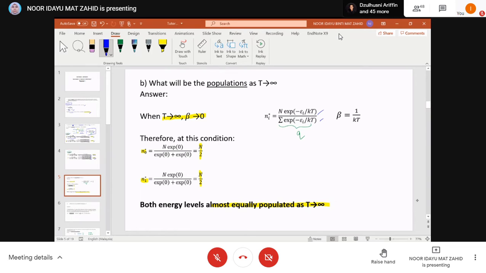1 multiplied by n, divided by exponential 0 plus exponential 0. So n divided by 1 plus 1, which is n over 2. The same goes for the higher energy population, also n over 2. That's why both energy levels are almost equally populated as the temperature approaches infinity. You can see this effect in the first question.